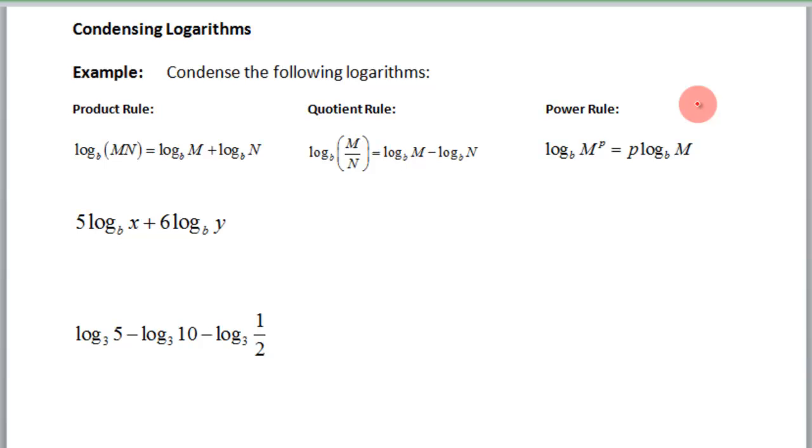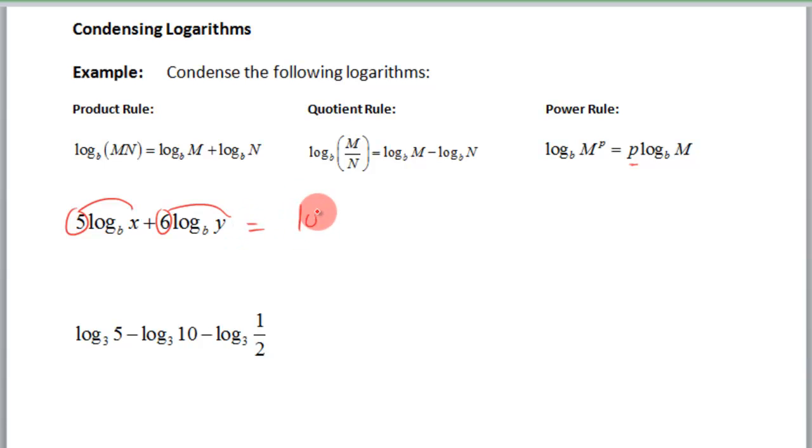Alright, we're going to condense the logarithms. We're going to go in the opposite way than expanding, using the same properties, or same rules here, but we want to go in kind of the reverse order. So if we see numbers that are out front, like the p, we need to put it back up, and that's what I see here, right? So I'm going to put the 5 back up here, and put the 6 back up here.